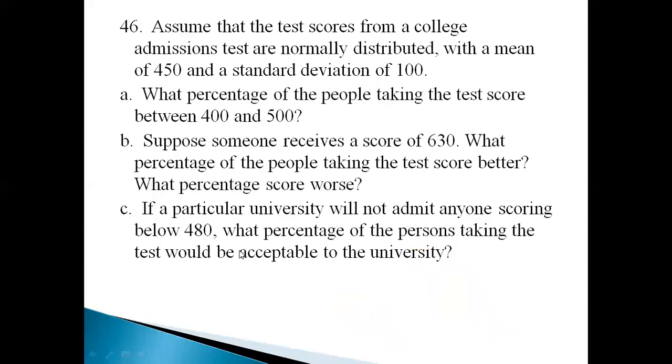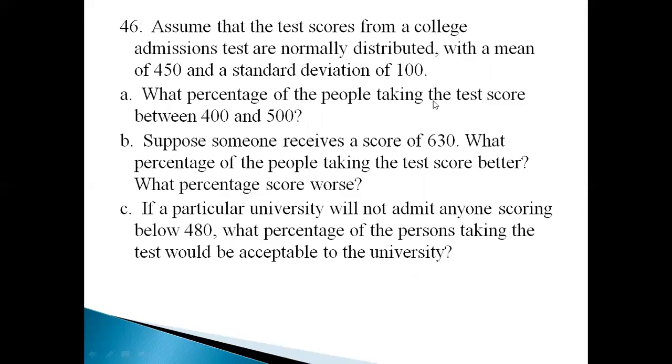All right, number 46. Assume that the test scores from a college admission test are normally distributed with a mean of 450 and a standard deviation of 100. A, what percentage of the people taking the test score between 400 and 500? B, suppose someone receives a score of 630. What percentage of the people taking the test score better? What percentage score worse? And C, if a particular university will not admit anyone scoring below 480, what percentage of the persons taking the test would be acceptable to the university?